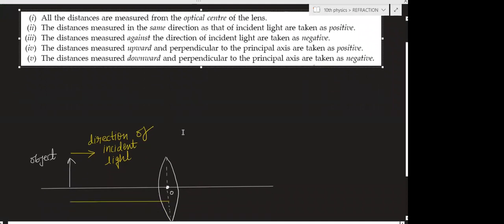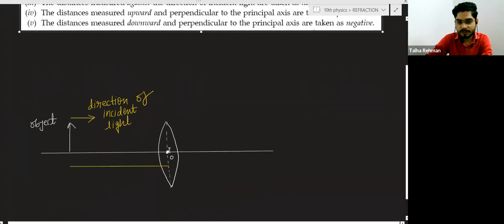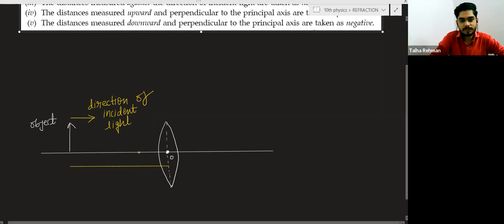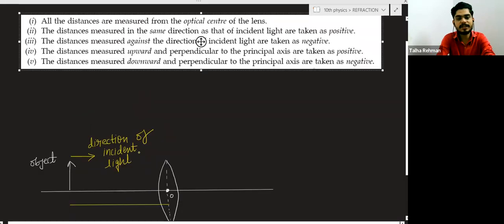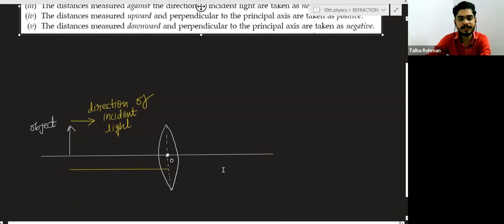Okay. So now see, this is your object, and suppose you are here at the optical center. For reaching the object, in which direction do you have to move? In this direction, na? You will move like this, like this. So in which direction are you moving? In the opposite direction of the incident light or in the same direction?